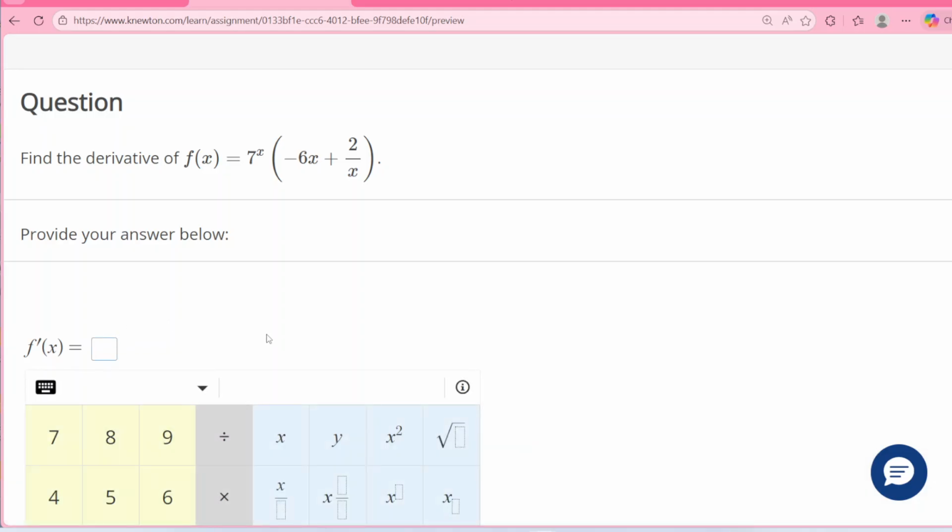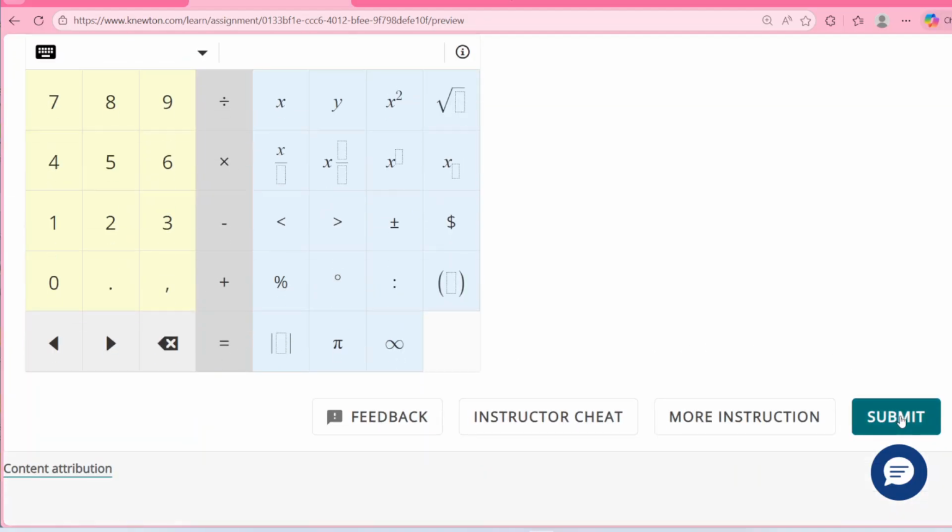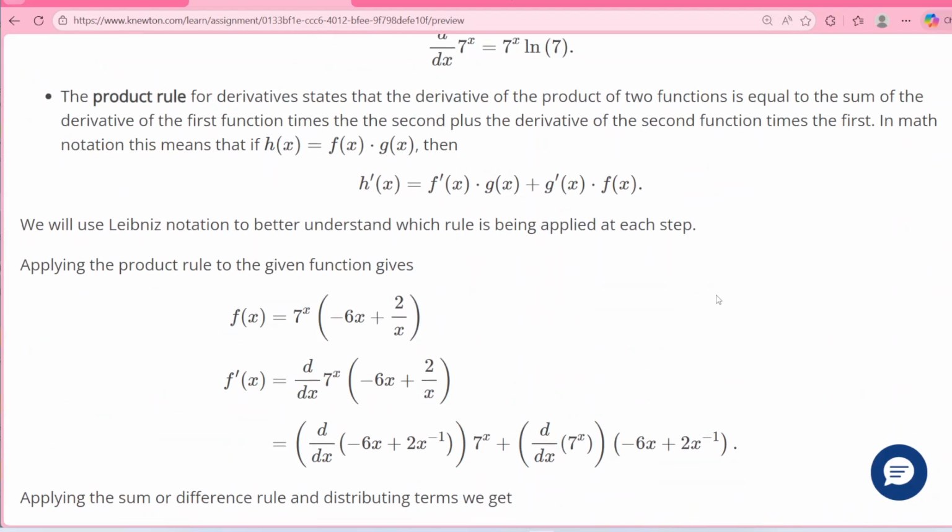Okay, so going through the product rule, 7 to the x power times the quantity -6, then -2 times x to the -2, then plus, and then another 7 to the x times the natural log of 7 times, and then the way the second factor already looked, -6x plus 2 times x to the -1 power. That should be good after applying the product rule.